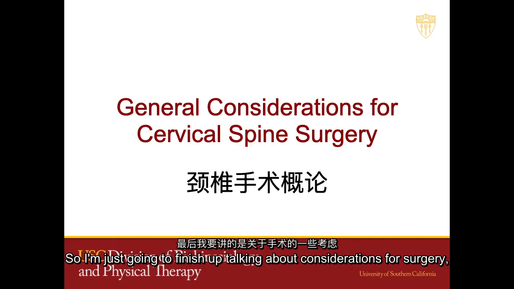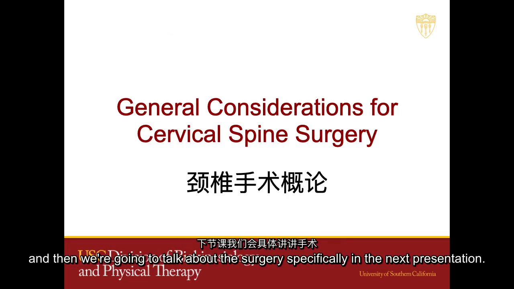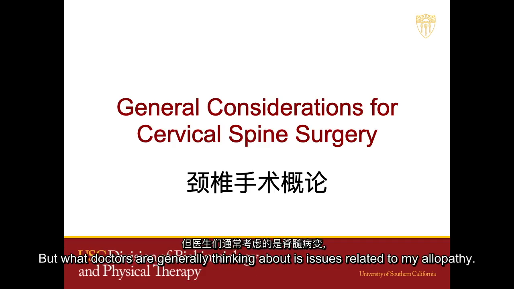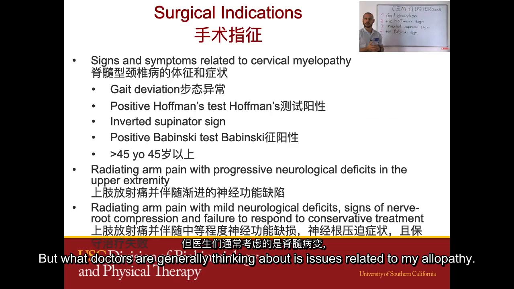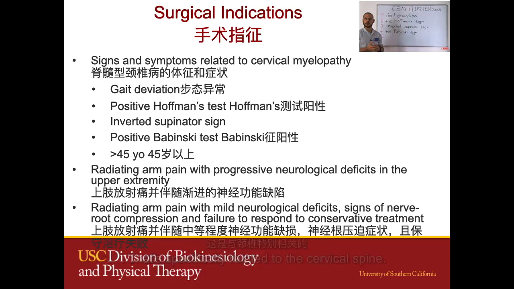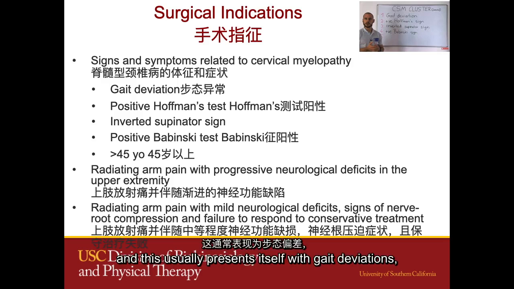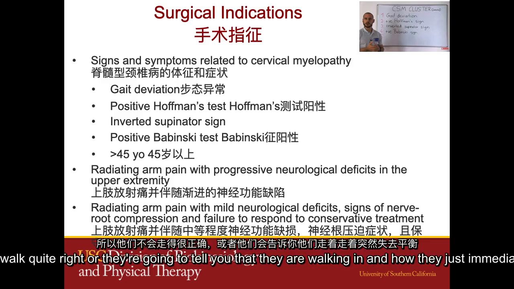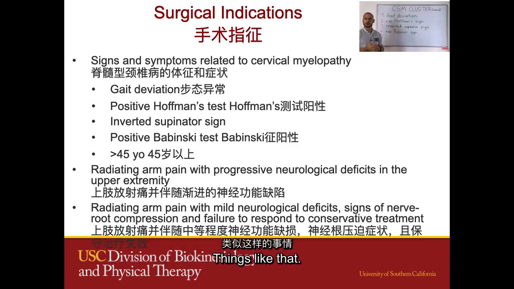So I'm just going to finish up talking about considerations for surgery, and then we're going to talk about the surgery specifically in the next presentation. But what doctors are generally thinking about is issues related to myelopathy that's specifically related to the cervical spine. So that means some sort of inflammation, irritability, problems with the central cord. Something's going on with the spinal cord. And this usually presents itself with gait deviations. So they're not going to walk quite right, or they're going to tell you that they are walking and then somehow they just immediately lose their balance, things like that.